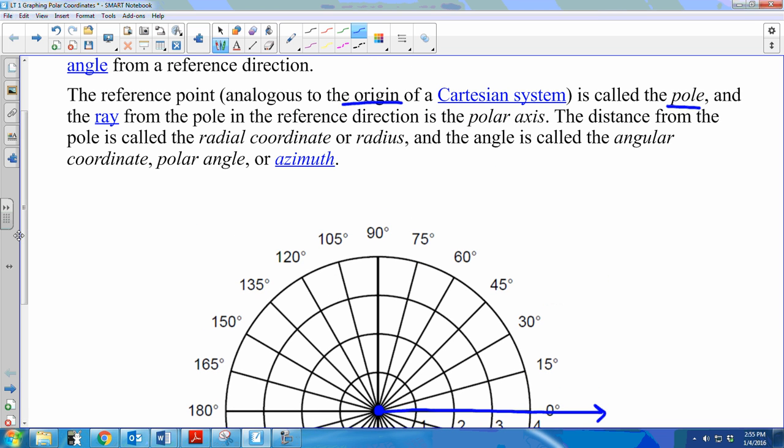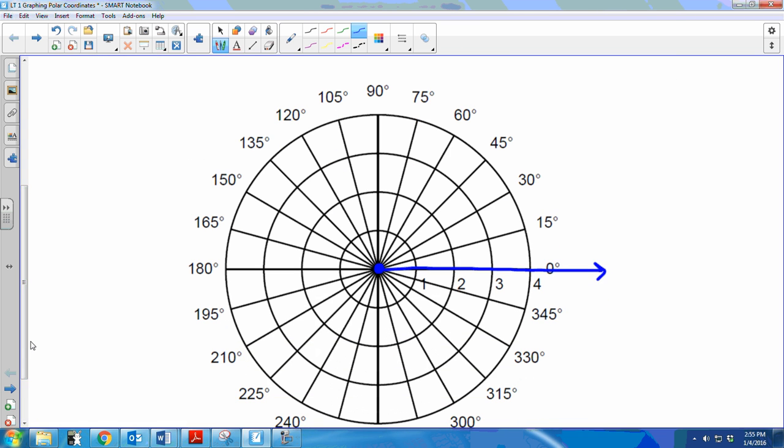Now, the distance from the pole is called the radius. That should make sense. This is a circular system, so it's based on circles. If you're talking about some distance from the pole, then you're talking about some radius. So for example, every point here has a distance from the pole of 1, so all of the radii here would be 1.